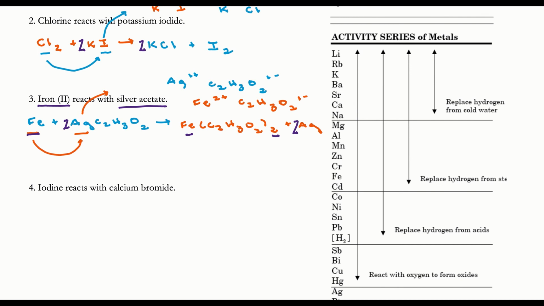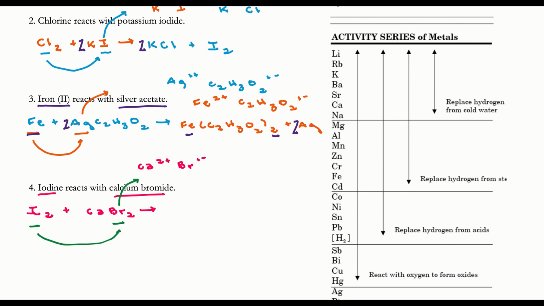Last problem. Iodine reacts with calcium bromide. Iodine, I would love to write by itself, but I can't because it is diatomic, so I'm going to put I2. It reacts with calcium bromide. So Ca2+ reacts with Br-. When I cross my charges, CaBr2. These are my reactants. Iodine forms a negatively charged ion, so it will kick out bromine.